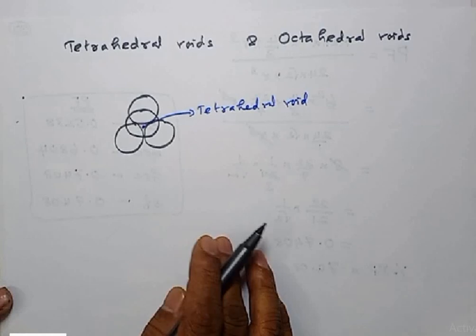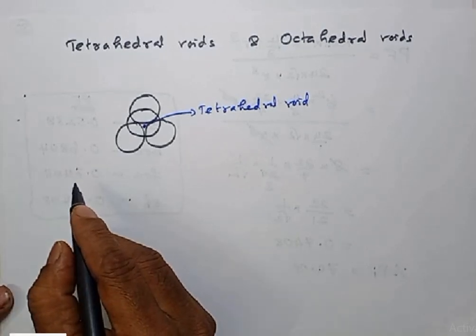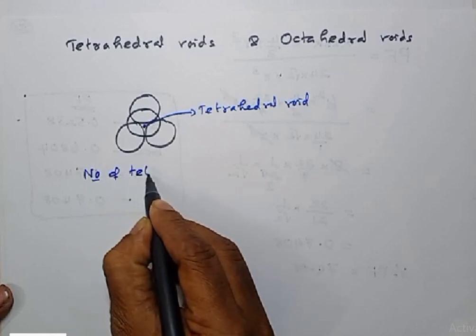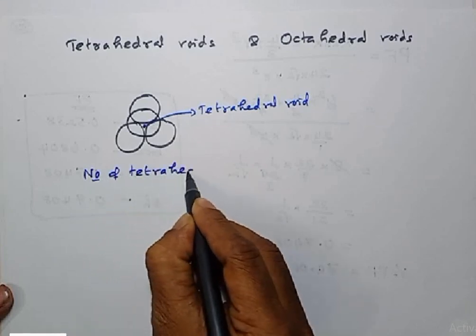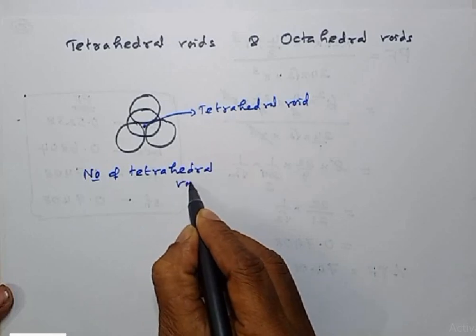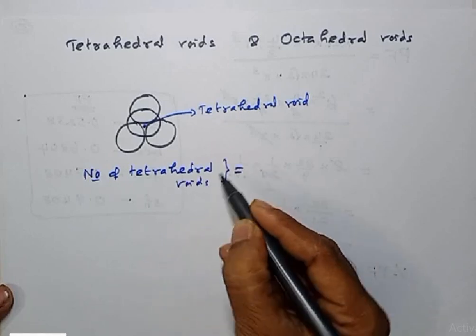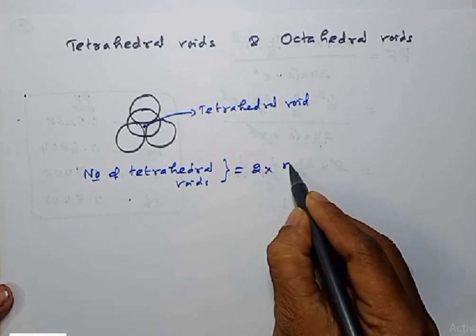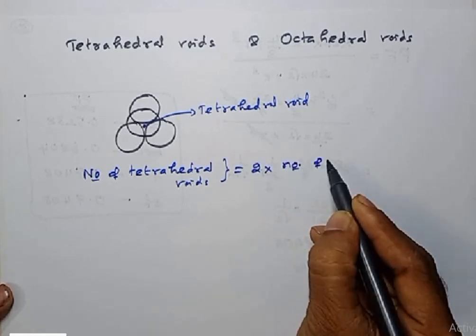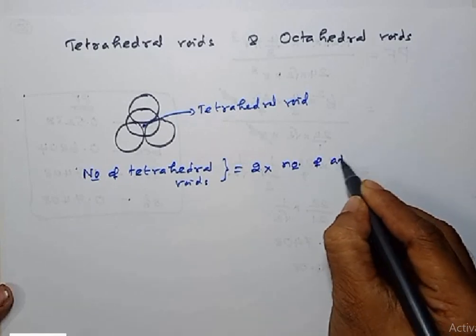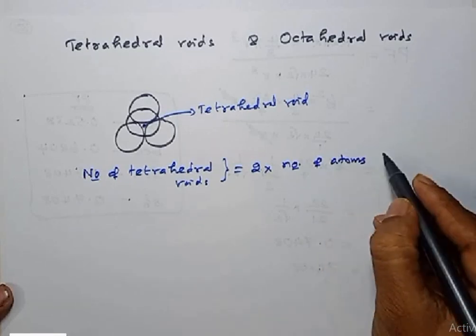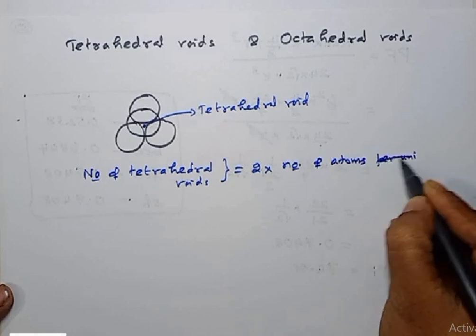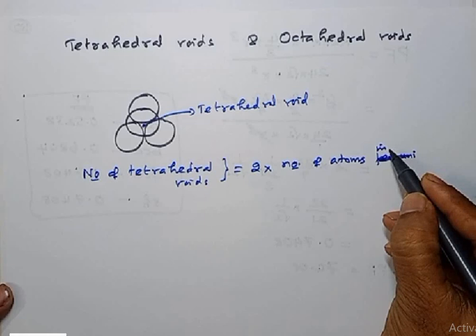In general, the number of tetrahedral voids is equal to twice the number of atoms per unit cell, or number of atoms in the crystal or in the unit cell.